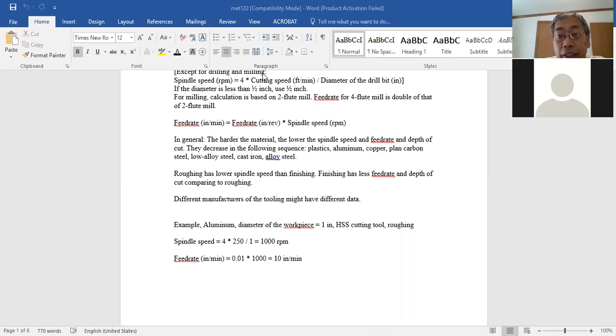What is low alloy steel? Alloy means we have two metals together. We have steel and other metal, for example, nickel or chromium. And if we have a low alloy steel, the alloy elements is less than 5% by weight. For example, 95% of iron, and 4.5% of nickel, and 0.5% of carbon, or maybe silicon, and that makes a low alloy steel.